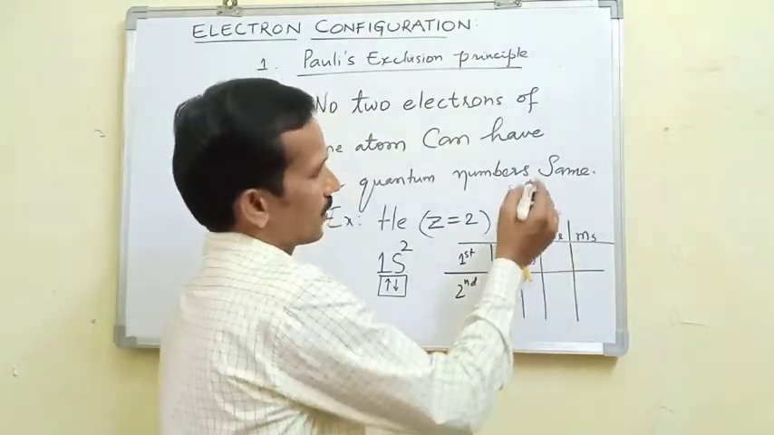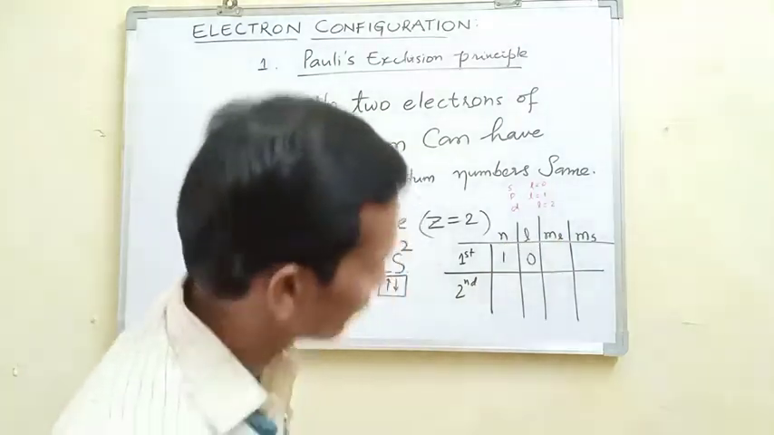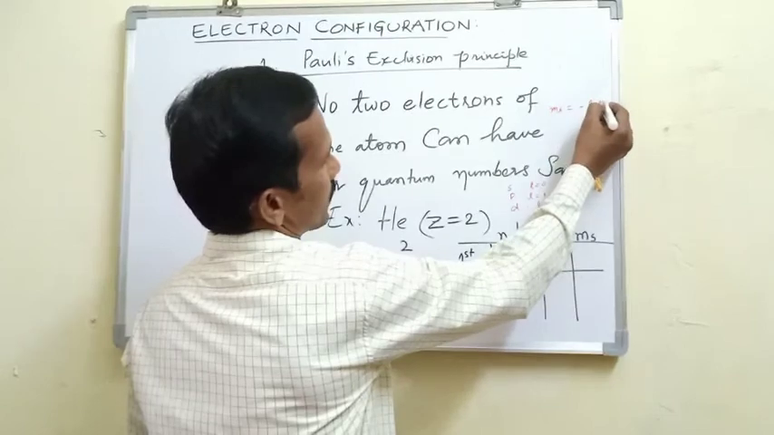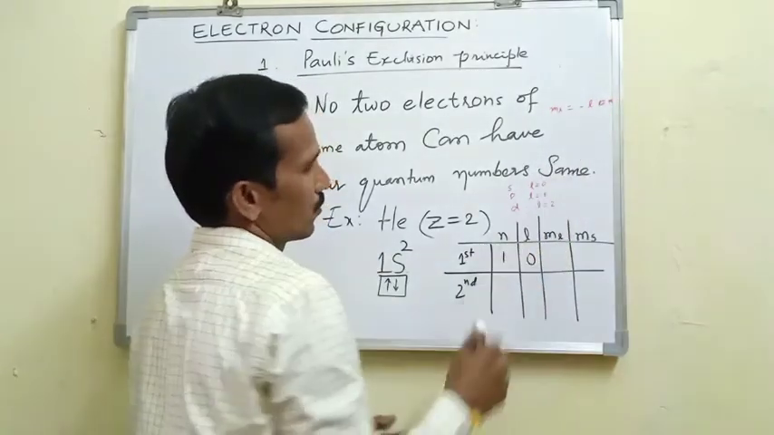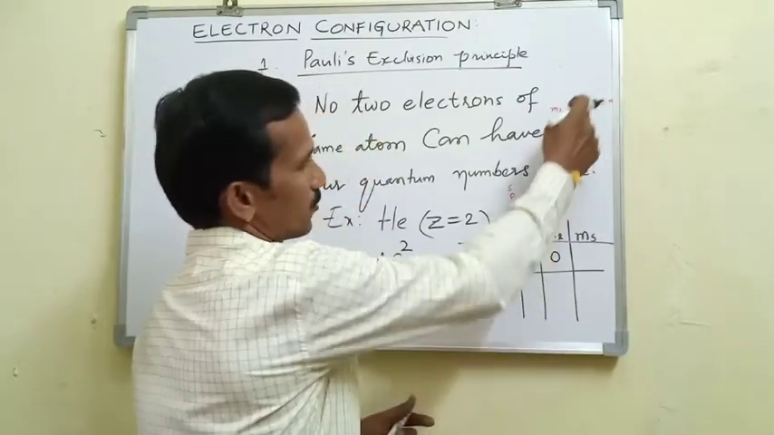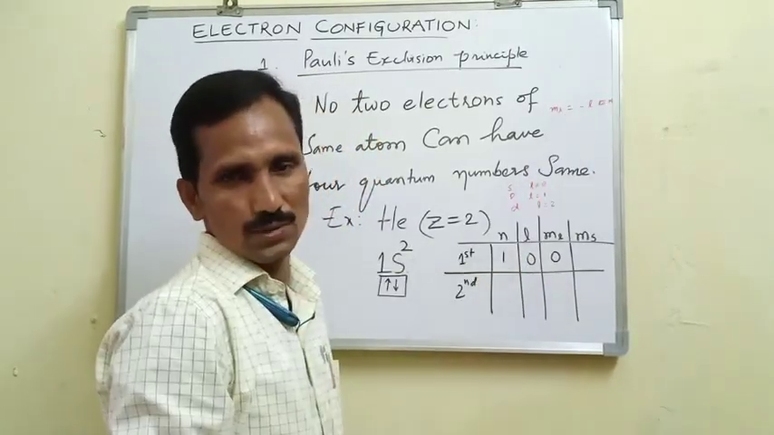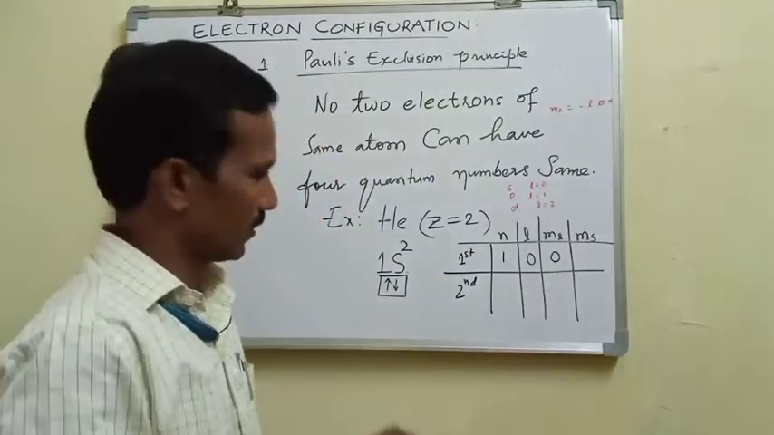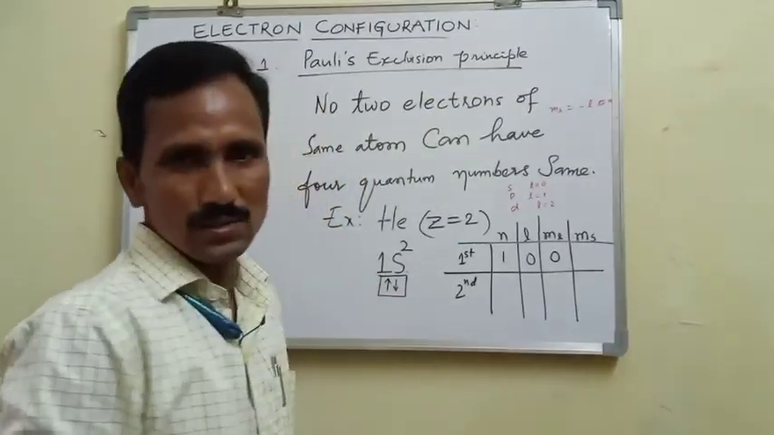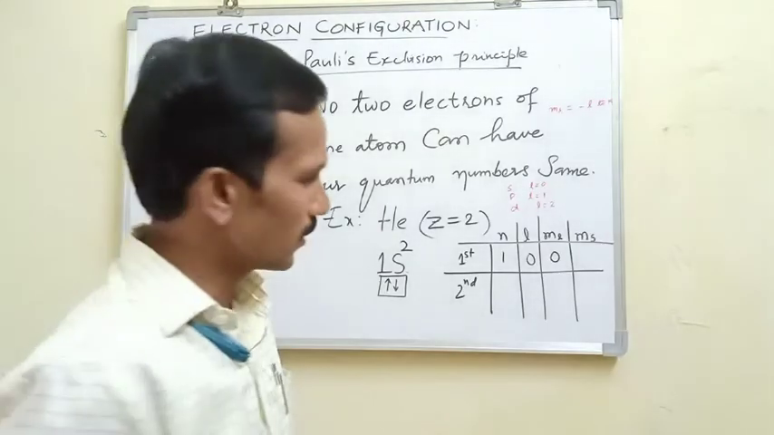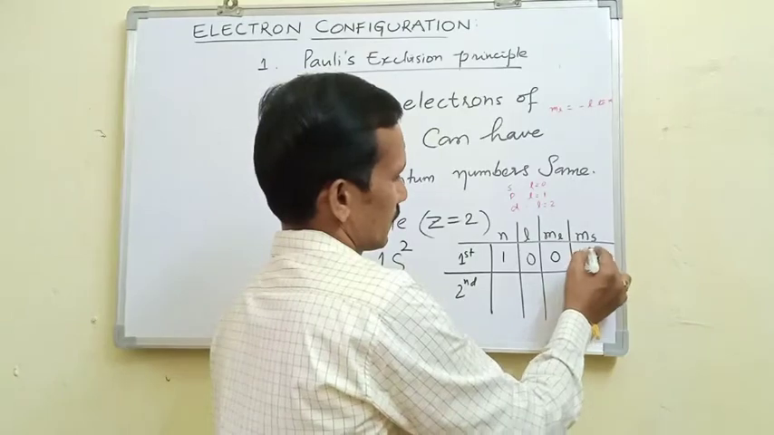Magnetic quantum number values are m l values from minus l to plus l. Here l value is 0, so there is only 0. Minus l to plus l means minus 0 to plus 0, there is no minus 0. m s, what is m s? Spin quantum number. First electron spin is clockwise direction, so we take plus 1 by 2 for clockwise direction.